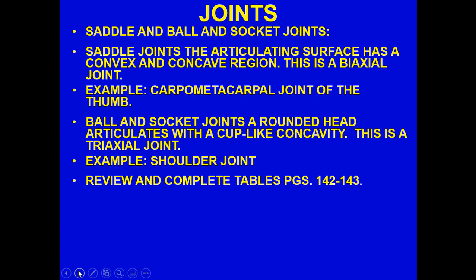The saddle and ball and socket joints. Saddle joints are basically where the articulating surface has a convex and a concave region. So one bows outward, one bows inward. And so you form what is called a biaxial joint. An example of that is the carpometacarpal joint of the thumb. The ball and socket joint has a rounded head which articulates with a cup-like concavity. This is what we refer to as a triaxial joint.